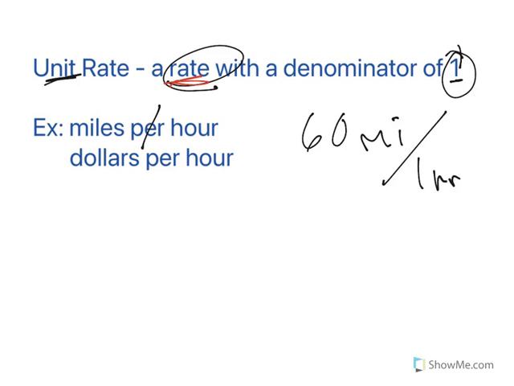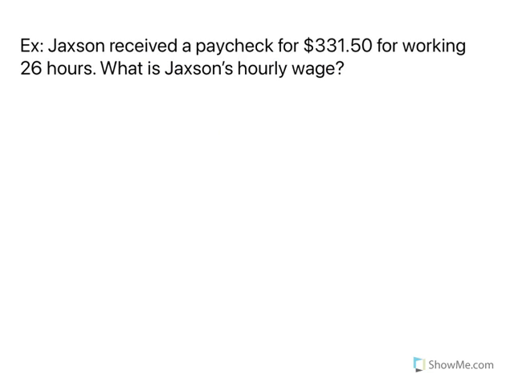A rate is when we're talking about a ratio that has two different units. So miles per hour, dollars per hour. Either way, we're talking about per 1 unit. So let's do some examples.